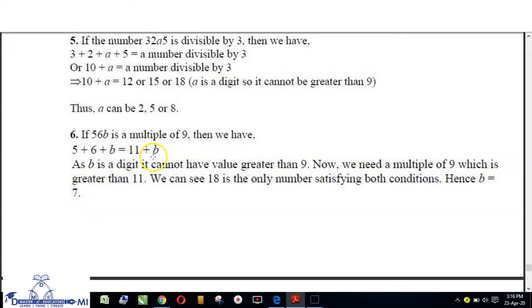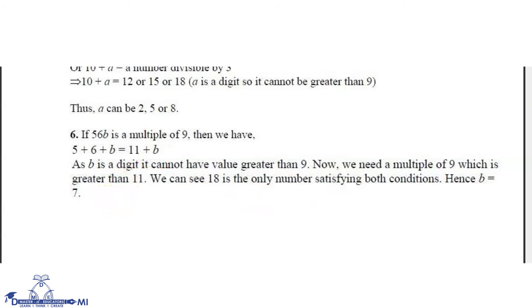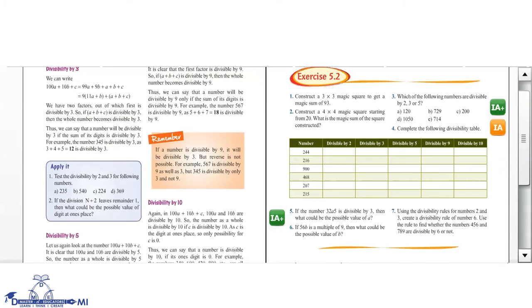So 18 is the sum that is divisible by 9 close by, and for that, b must be equal to 7. So this was about question number 6. Now let us take question number 7.